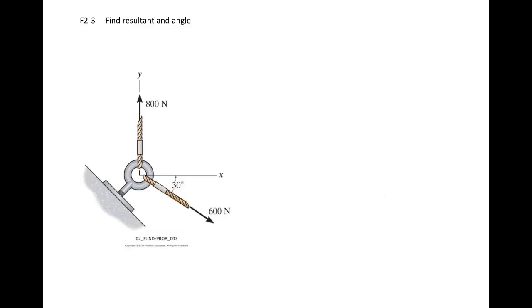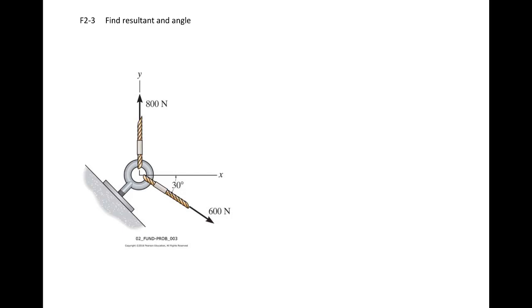Well, we're going to use these new skills now to solve a little problem. We're going to try to find the resultant of these two forces. You can see that there's an 800 Newton force going up, and a 600 Newton force going in this direction. And we're going to use the parallelogram method to try to solve this.